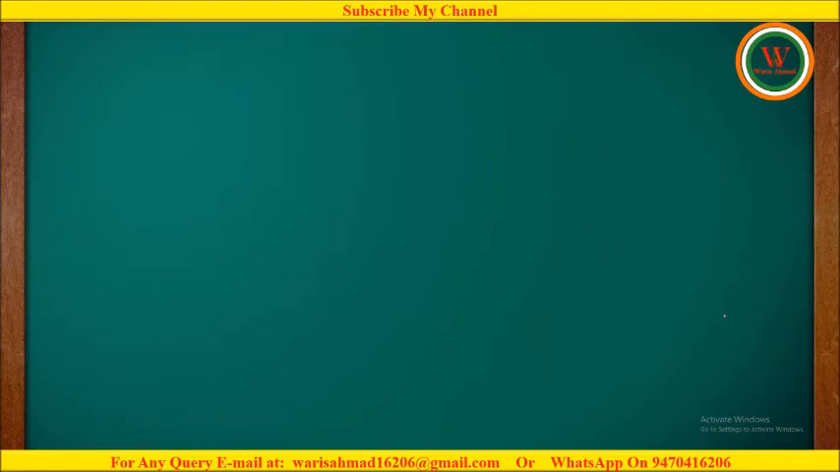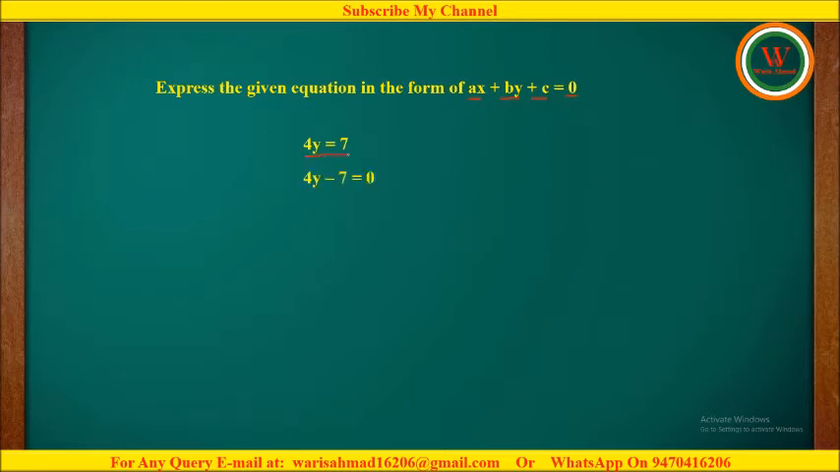Now let us consider a question. Express the given equation in the form of ax plus by plus c is equal to 0. Suppose we have the equation 4y is equal to 7. We have to convert this equation in the form of ax plus by plus c is equal to 0. First of all we can write 4y is equal to 7 in the form of 4y minus 7 is equal to 0.